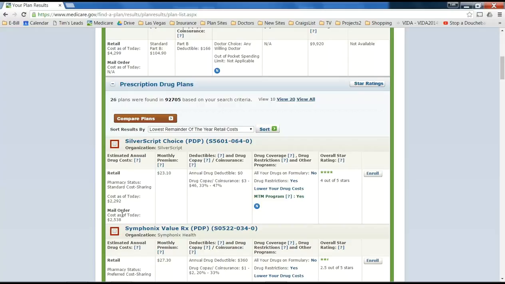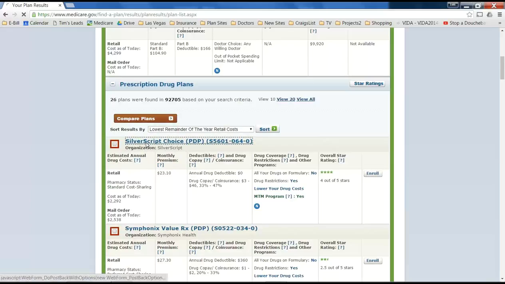Mail order. We always tell people mail order is less. It isn't always less. In this case, it would run them almost $250 more. So you want to be paying attention to that. Remember, there's a lot of rules of thumb, but when you use this Medicare.gov site, it's not a rule of thumb. It'll tell you whether mail order is higher or lower. So let's just go ahead and take a look at this.